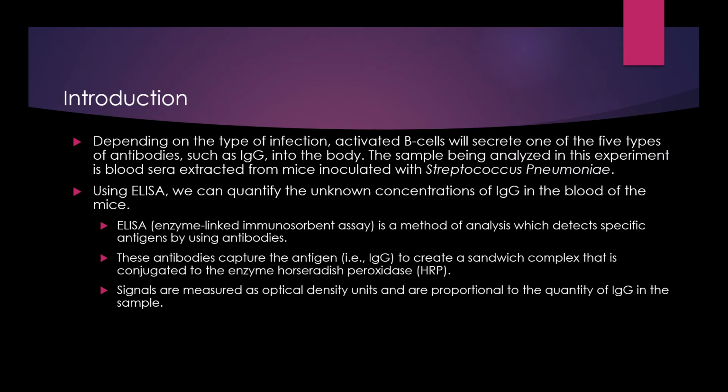ELISA stands for Enzyme-Linked Immunosorbent Assay and is a method of analysis which detects specific antigens with the use of antibodies. These antibodies capture the antigen, in this case IgG, to create a sandwich complex that is conjugated to the enzyme horseradish peroxidase, or HRP for short. The enzyme will produce a signal when exposed to the substrate TMB. The signals are measured as optical density units and are proportional to the quantity of IgG in the sample.